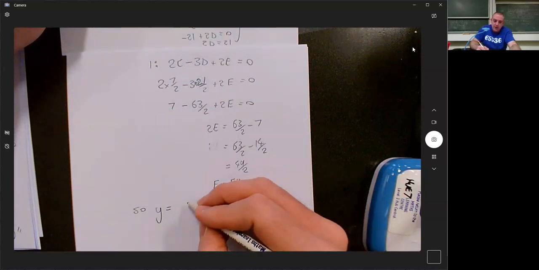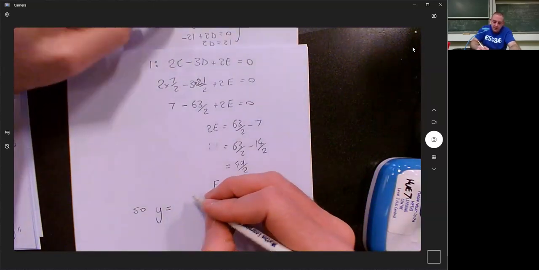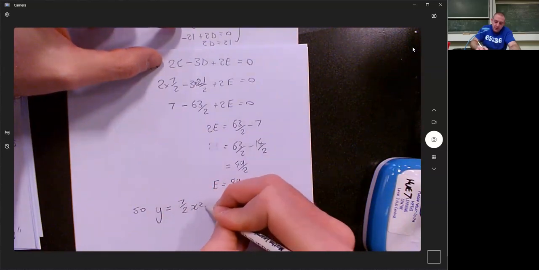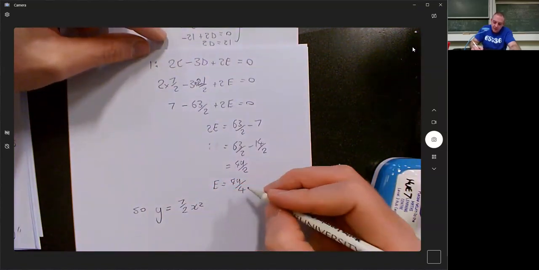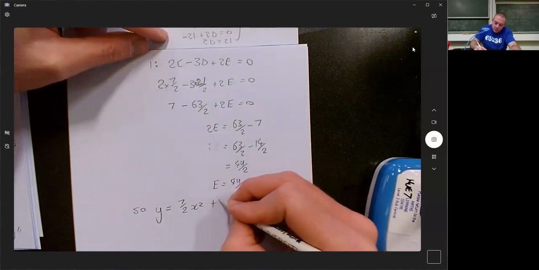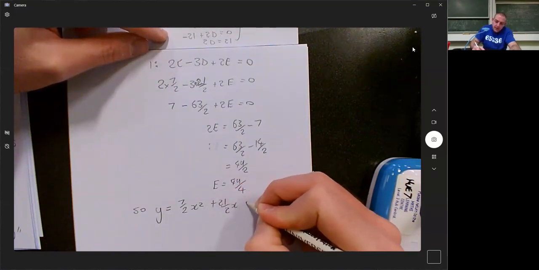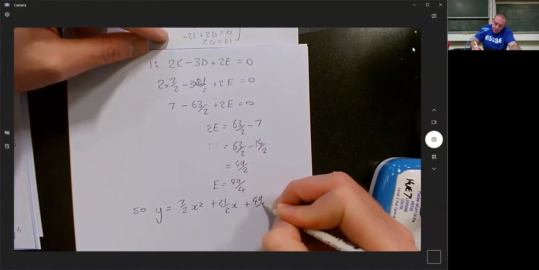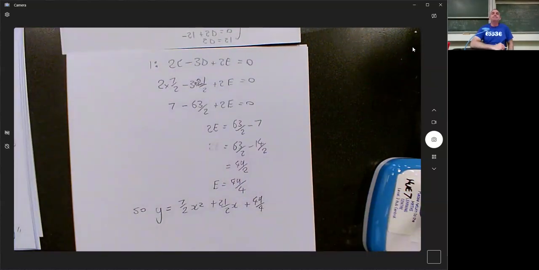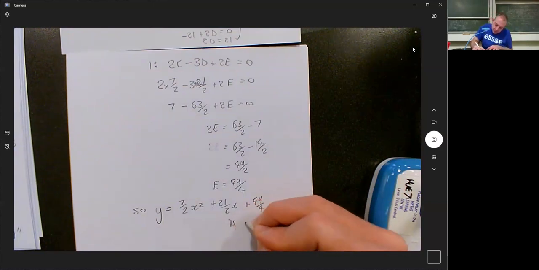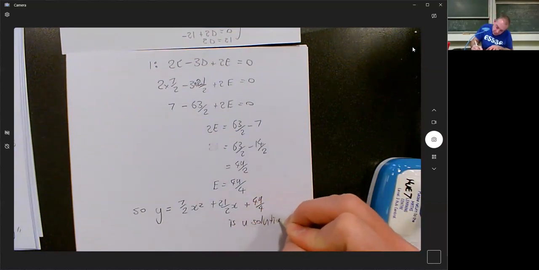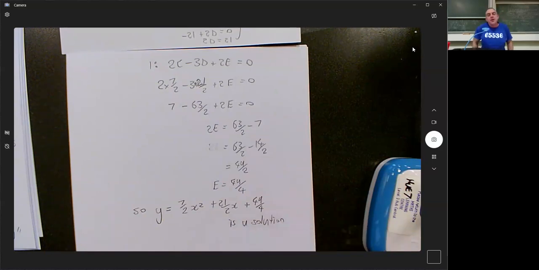And so my solution is c times x squared, what was c? 7 over 2. Plus d times x, and d was 21 over 2. And e, which was 49 over 4. And so that is my solution. So it is a solution. If I hadn't included the x and the e, I wouldn't have had anything to match up the coefficient of x to, and so it wouldn't have worked.